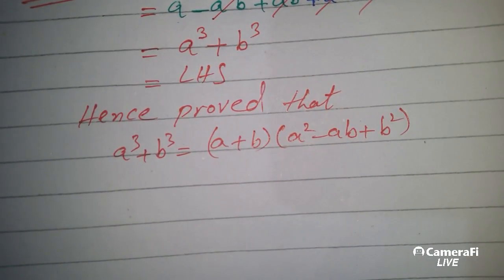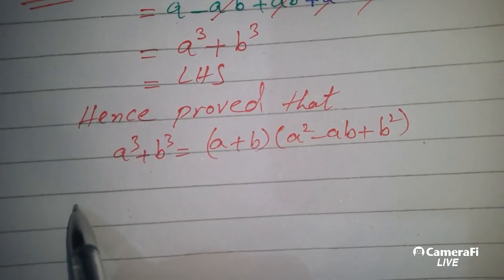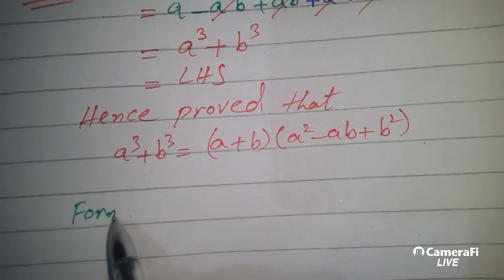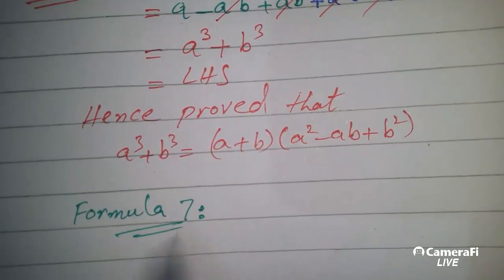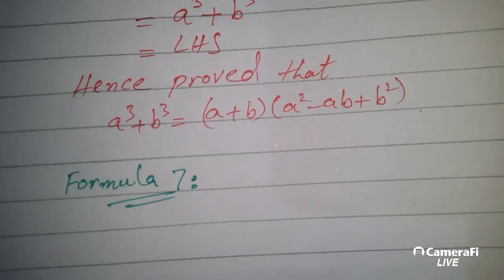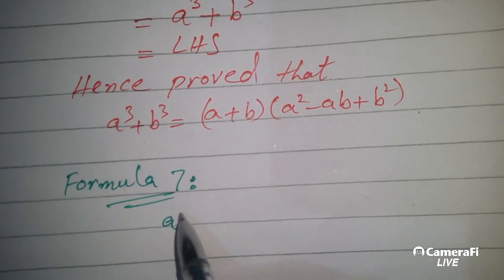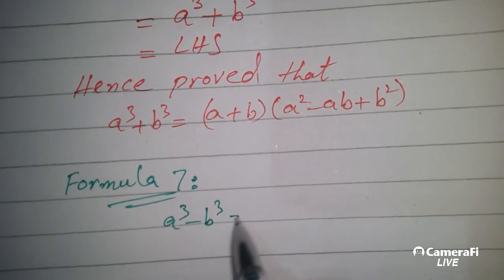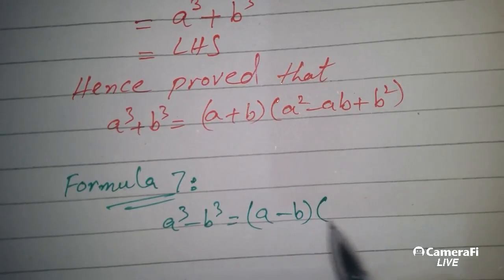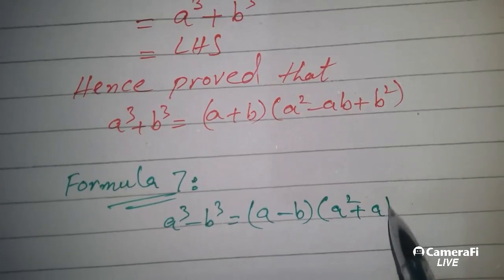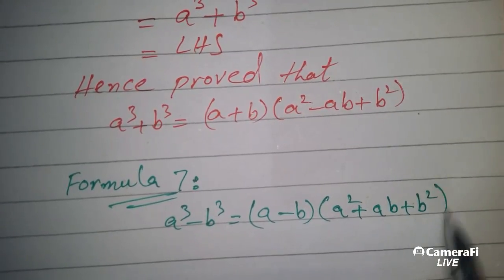Formula number 7, a cube minus b cube equals (a minus b) into (a square plus ab plus b square).